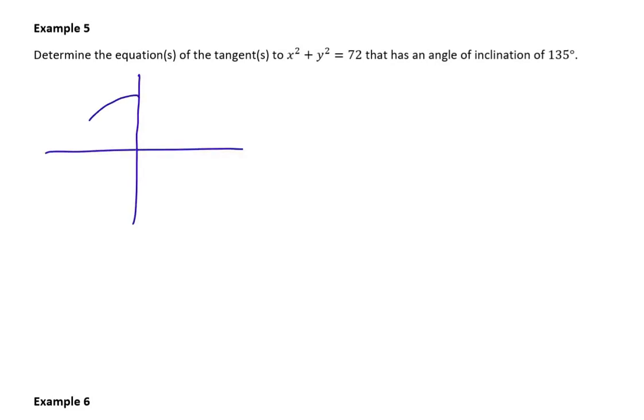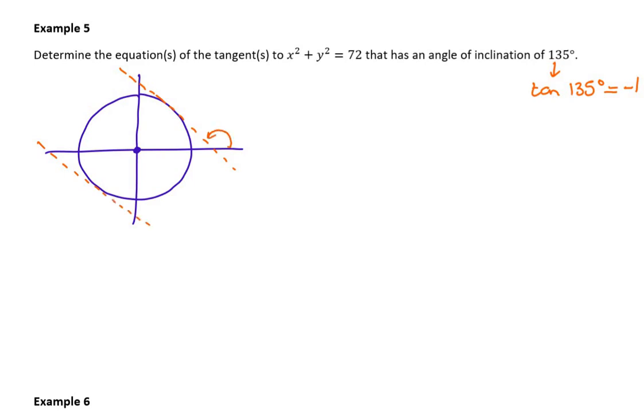So x squared plus y squared equals 72 will be a circle centered at the origin with a certain radius. And apparently, I want the equations of the tangents that have an angle of inclination of 135 degrees. You can immediately work out the gradient, because tan of 135 degrees would be your gradient. That gives you negative 1. So they want the equations of the tangents that have a gradient of negative 1, so it must be both of those.